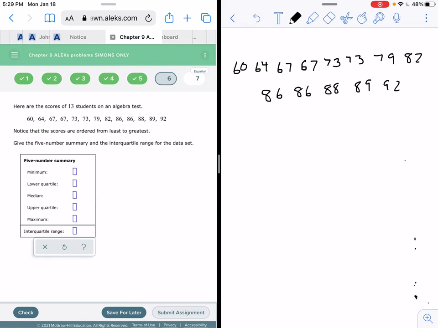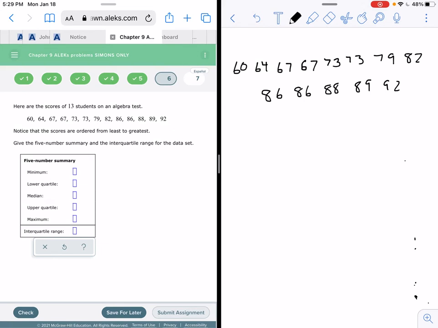And the 5-number summary and the interquartile range for the data set all include the minimum and the maximum, so your smallest and your biggest value, your median, which is your middle value, and then you've got this thing called a lower quartile and an upper quartile. So let's hold off on the quartiles for a second, and let's just figure out what the minimum, the maximum, and the median are.